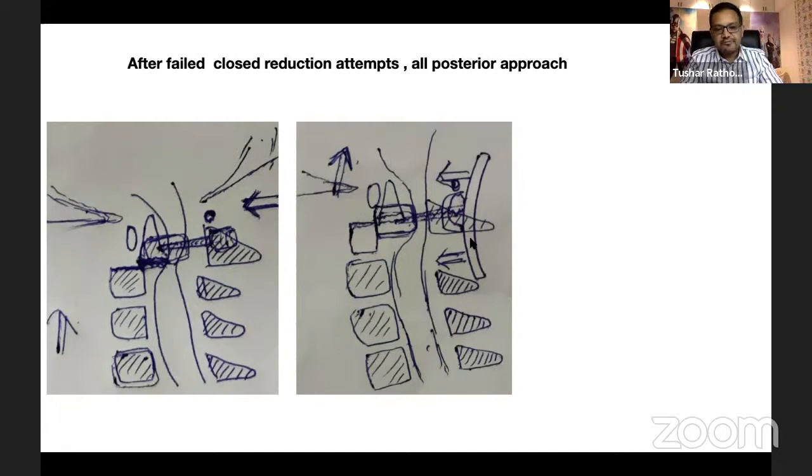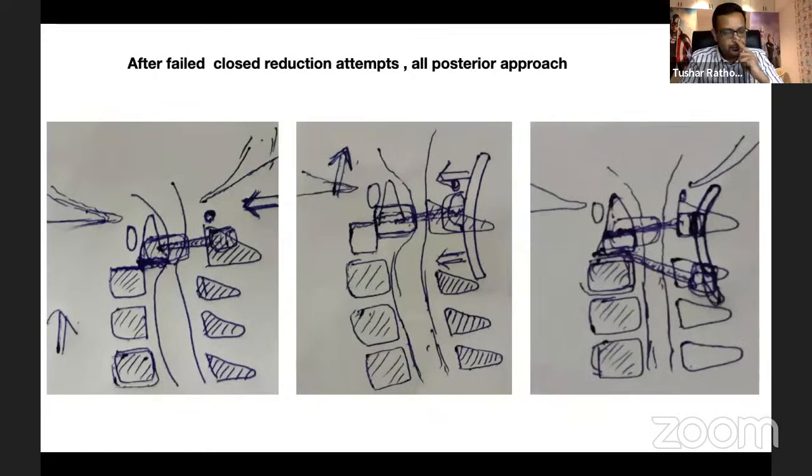You can't go medially because you can't control the fracture fragment and you can get a quad injury. So the way we tackled it is like a kind of neglected C1C2 facet dislocation. So we used this rod to our advantage, and finally we could get a reduction.